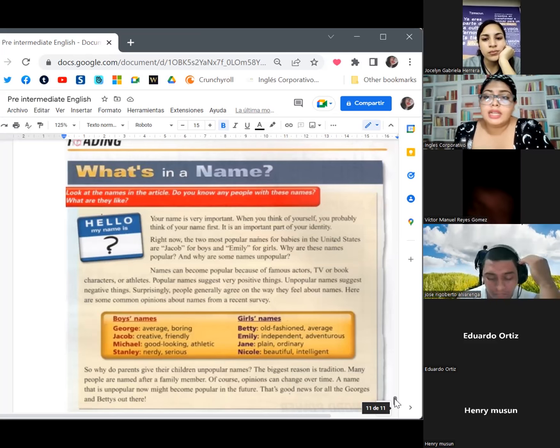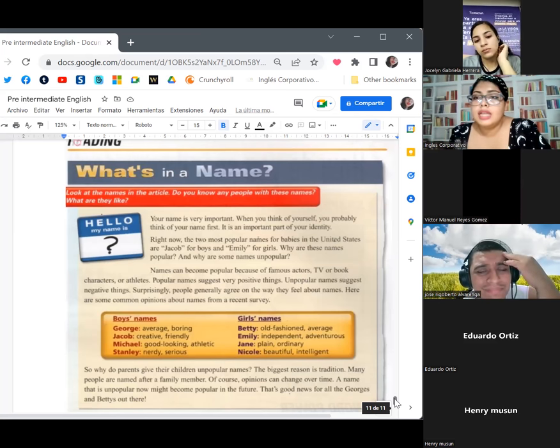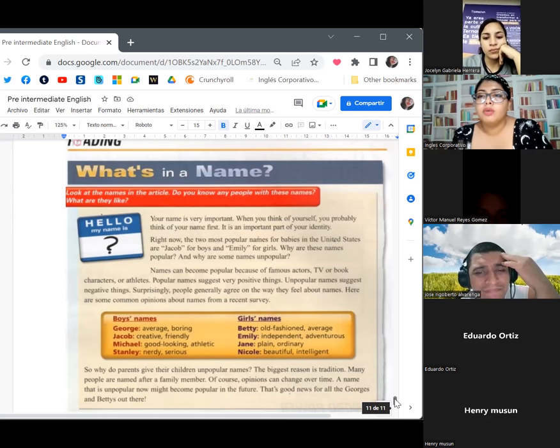Stanley, nerdy and serious, que es lo que nosotros conocemos como nerd, ¿verdad? Y serio. Girls' name, los nombres de las niñas. Betty, old fashioned, average. Es como un nombre viejo, pasado de moda.